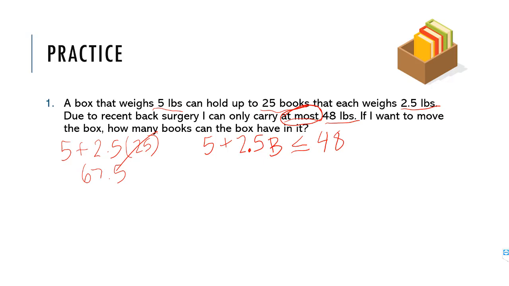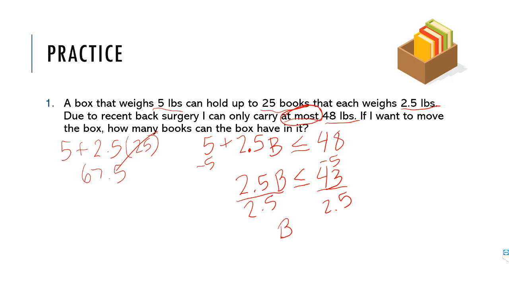Let's go ahead and solve this inequality by subtracting 5. I have 2.5b less than or equal to 43. Now to get rid of the 2.5, I will divide. Again, 2.5 is positive, so I don't have to switch the inequality direction. And the number of books is less than or equal to 17.2.